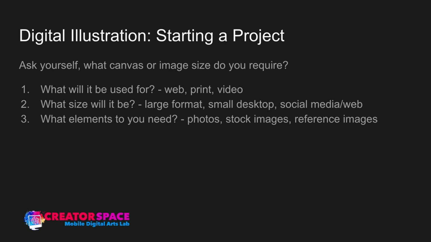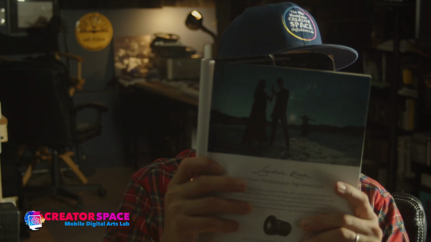What elements do you need? You might need some photos, stock images, reference images. I think that's really important because sometimes, maybe there's a magazine or something, and you can have some reference images. Okay, I like this image of this lighthouse, and I want to make something like that. Or there's something interesting, people. Okay, I want to have a reference image. I'm going to do kind of an illustration like that.